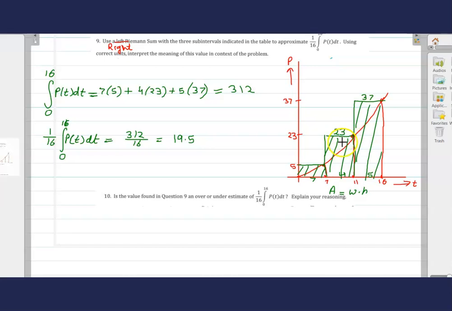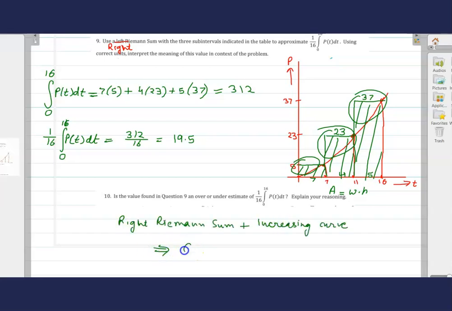Now let us see whether this is an underestimate or overestimate. Here, while calculating the area of these rectangles, we have calculated some extra area as well. This extra area. That means this is an overestimation. That means the right Riemann sum will give you a value greater than the actual area. Using the right Riemann sum for an increasing curve always gives you an overestimation.